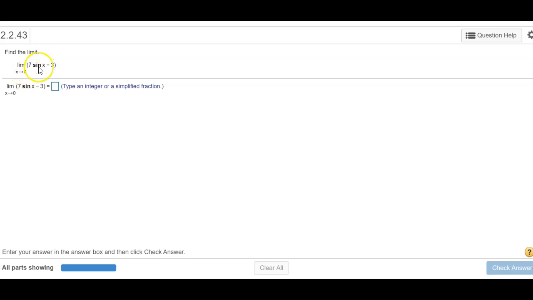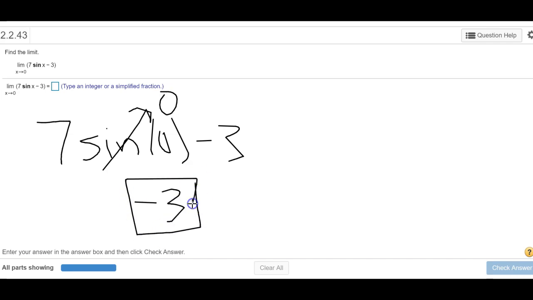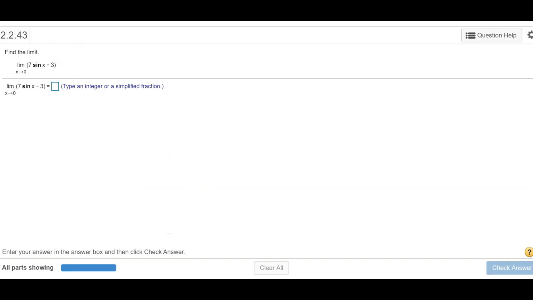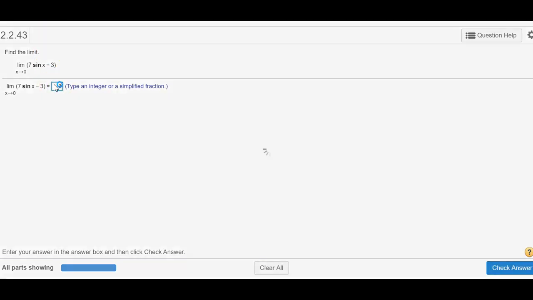Alright, so the thing you have to remember is the sine of 0 is 0. So on this problem, this limit is simply 7 times the sine of 0, minus 3. You can't always do this, but in this one you can. The sine of 0 is 0, 7 times 0 is 0, so 0 minus 3 is just going to be negative 3. And that is our limit. So when I just plug in everything, I get a limit of negative 3.